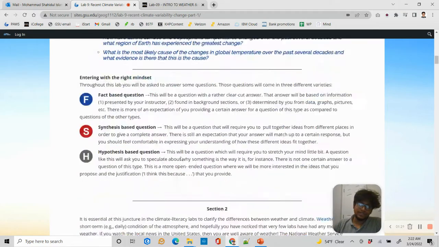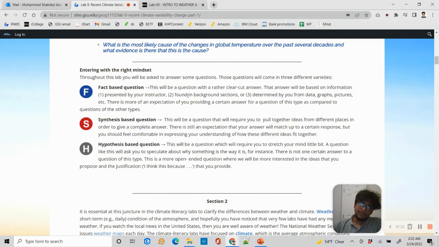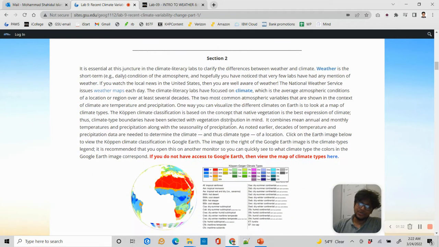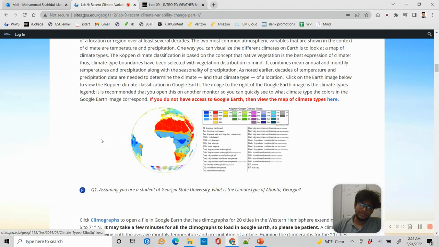Section 1 is as usual the description of the lab and the research questions, question types: fact based, synthesis based, hypothesis based. So our work will start from section 2. Section 2 is talking about the weather, what is climate, and these types of things. And then in this image here, this is a Google Earth file.